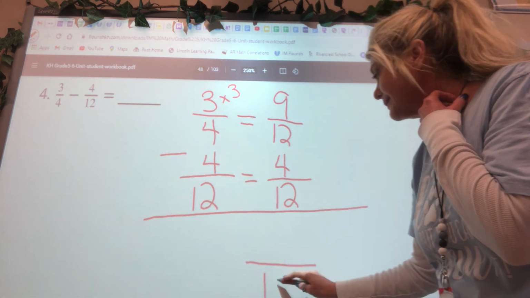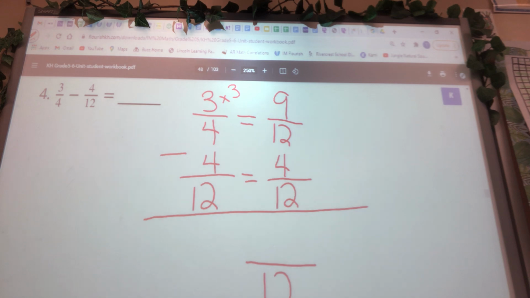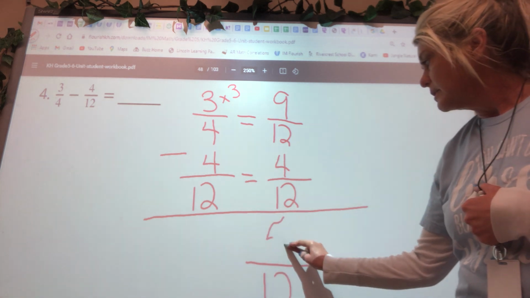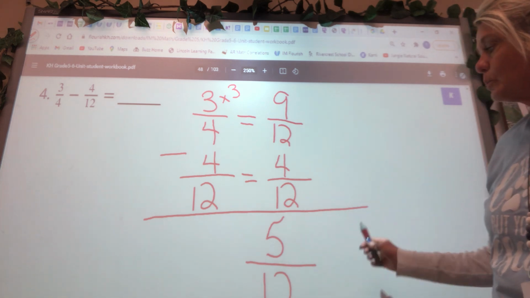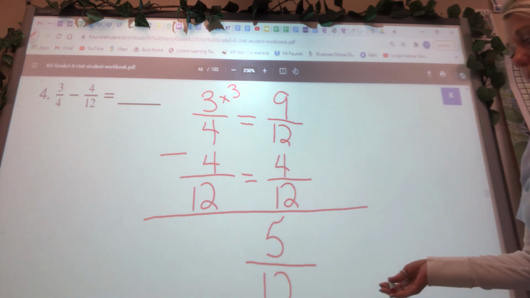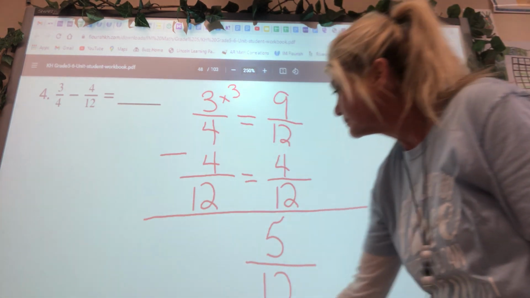And then I keep my common denominator, and then I subtract. 5. Is that in simplest form? Yes, there's not any number that will go evenly into both, or that I can divide both of them by and get no remainder.